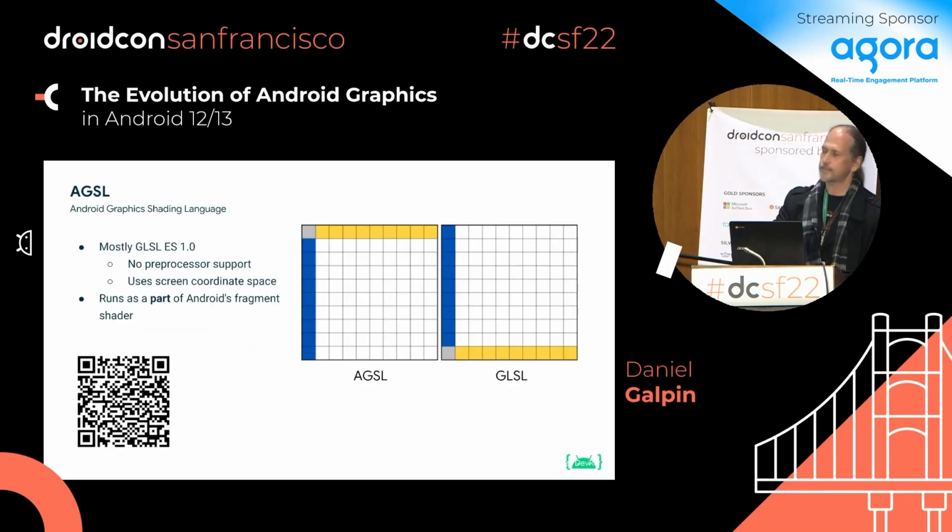So let's talk a little bit about how AGSL, oh wow, that's really squished. Let me know if anyone's phone can read this QR code. I'm really curious. Because if you can't, then you're not going to be able to see any of the rest of them. That would be kind of sad. But if you can, that's awesome.